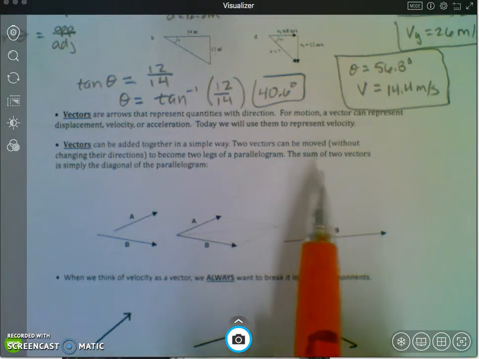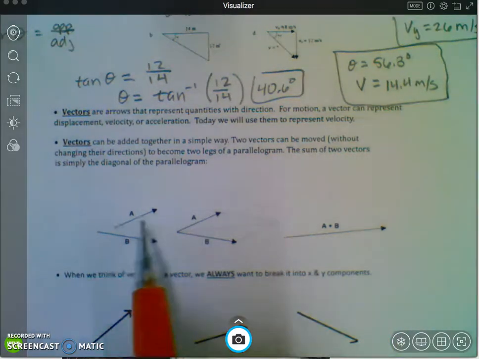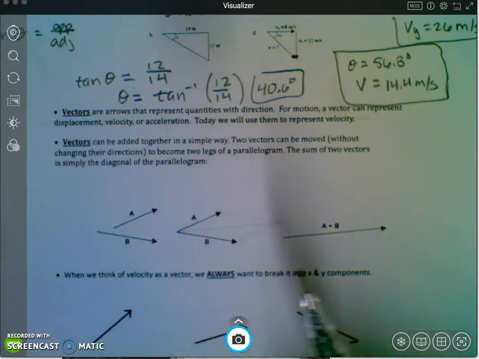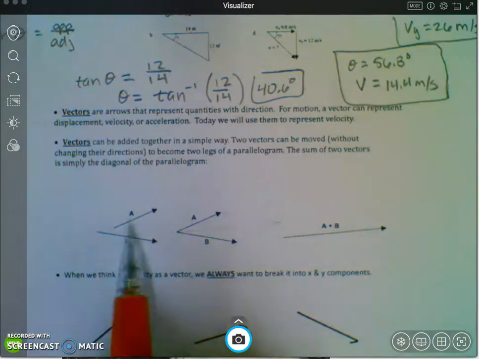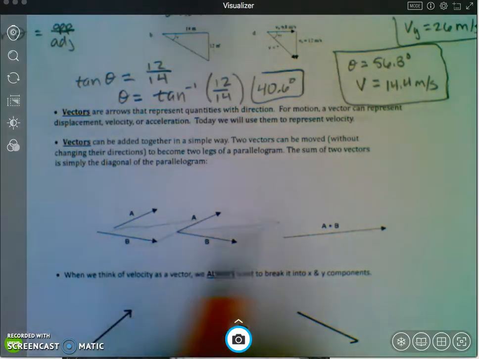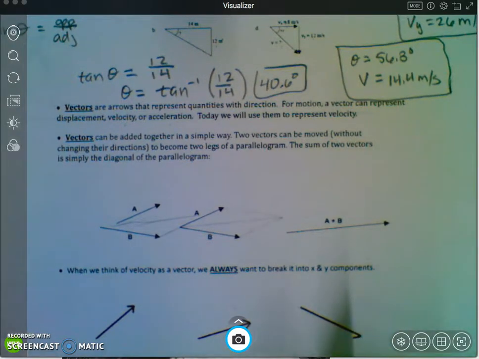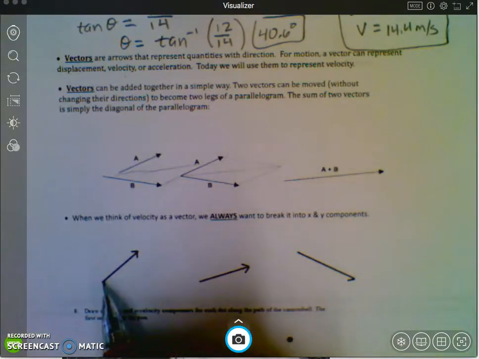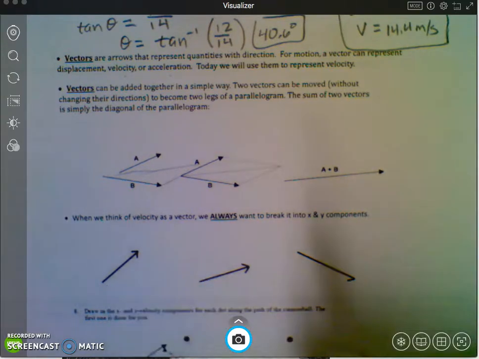Two vectors can be moved without changing the direction, so you can take a vector, pick it up, and move it anywhere else. Okay, as long as it stays in the same direction, it stays the same length. The sum of the two vectors is simply the diagonal. So if you took this vector, you put it on the other side here, then you would end up with that same vector that you see here. Don't really worry about this part right now. We're going to skip past that. The thing that you do need to know is that a vector, its length tells you how much, or how many, or how long, or how fast, and its direction tells you direction.